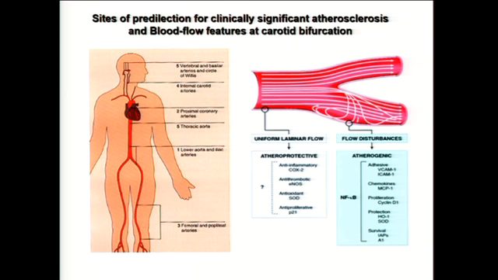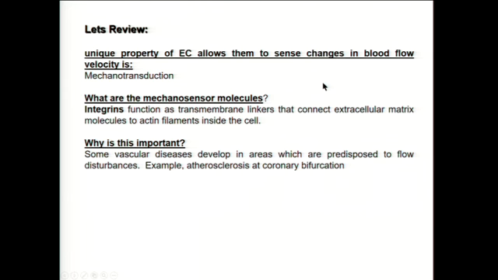I know all the minutiae that you have to think about in this block and all the molecules that are thrown at you. Try to keep this in your brain. Sounds like an exam question, just saying, but what's the unique property of endothelial cells? Mechanotransduction, right? What are the mechanotransducer molecules? They're integrins. They sense changes in flow. They attach really the outside of the cell to the inside. Why should we care? A lot of vascular diseases are dictated by disturbances in flow.